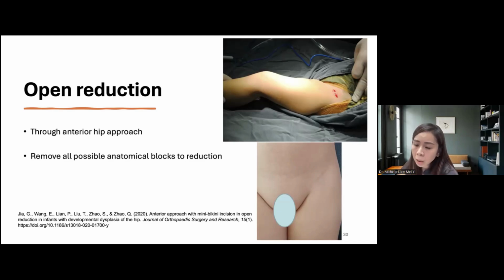So we prefer a bikini skin incision followed by Smith-Petersen approach to access the hip joint. So the incision is made along the groin crease and it measures about 2.5 centimeters in length. The resulting scar is often barely visible after a few years, as you can see in the image.